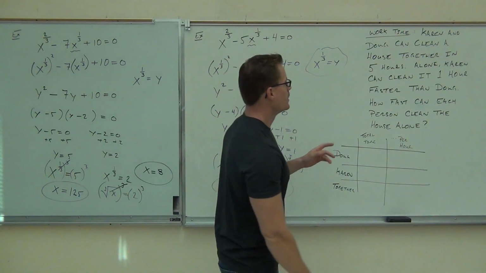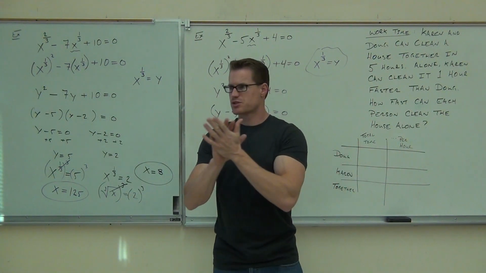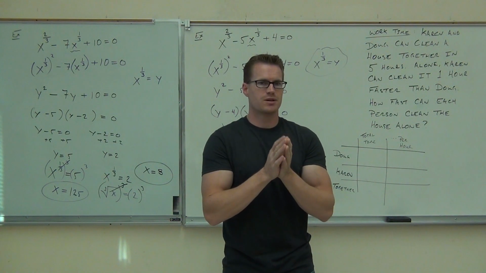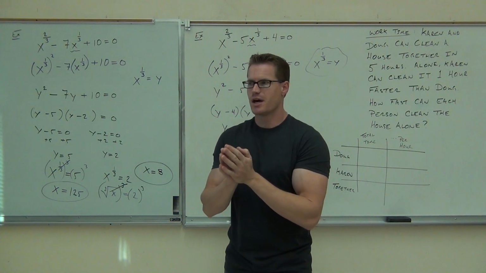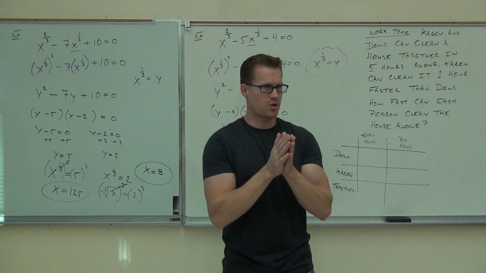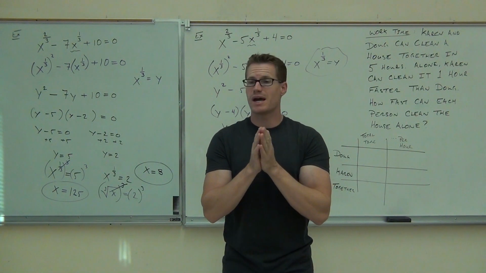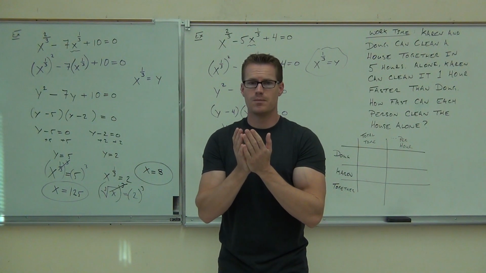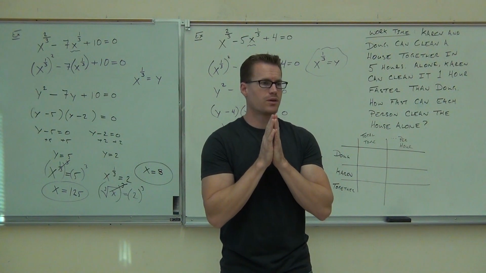This was chapter 7. It said, back in the first time we did this, chapter 7 said, Karen can clean a house in 3 hours. Doug can clean a house in 5 hours. How quick could they do it together? Do you notice a difference in this problem? This might be actually a little bit more realistic. When people clean houses, usually they do it in teams.